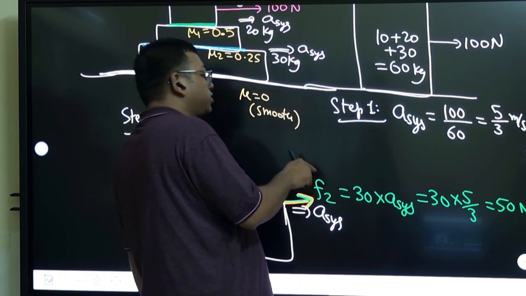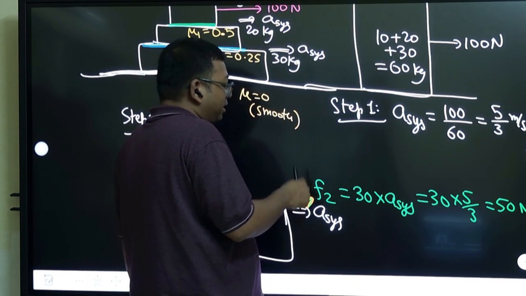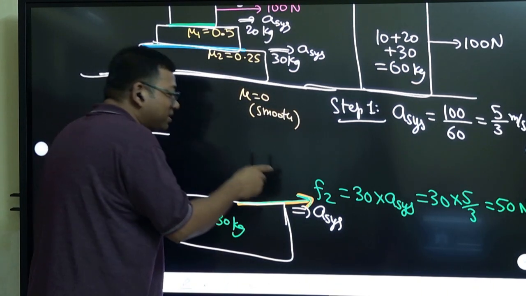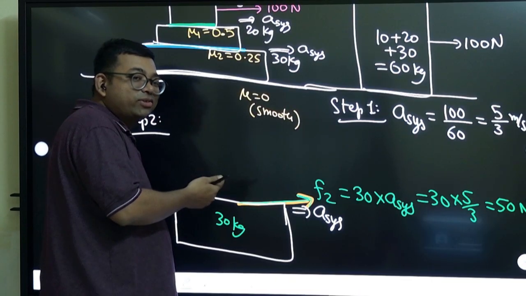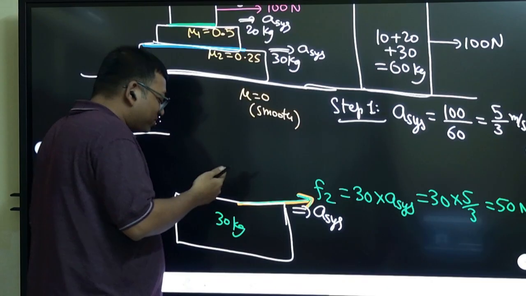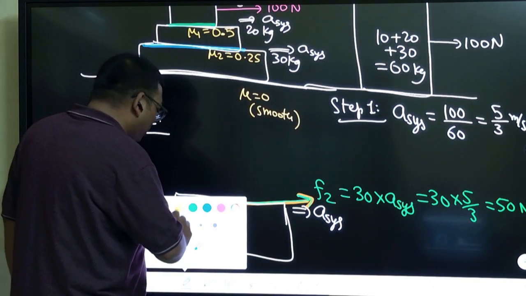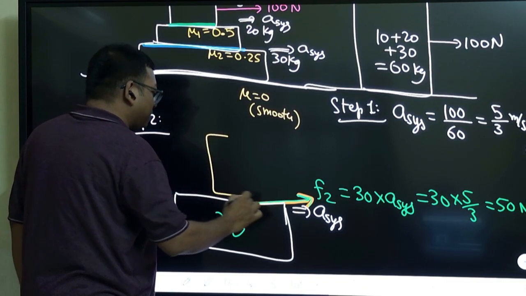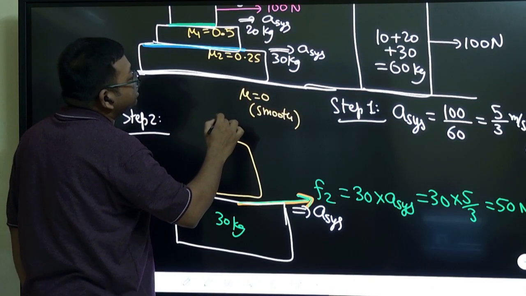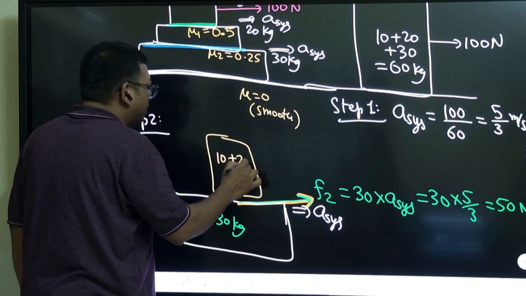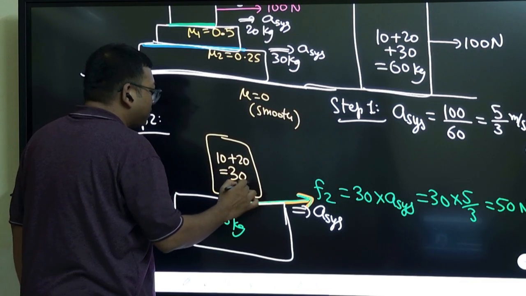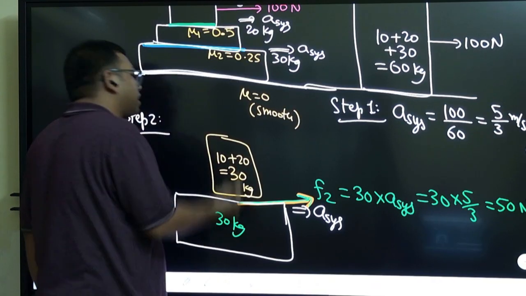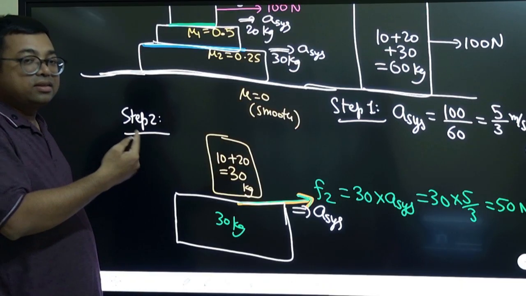Also check the maximum friction at this surface. To calculate the maximum friction, you need the normal also, right? So when you want the normal, you can club the upper two blocks as a system. The upper two blocks are 10 plus 20, you can club as 30, and the normal acting at this surface is supporting this 30 kg.